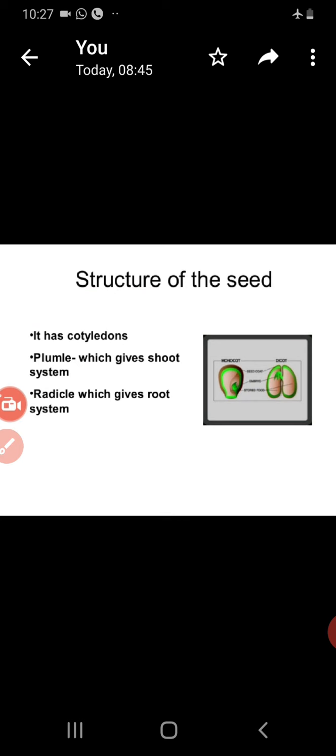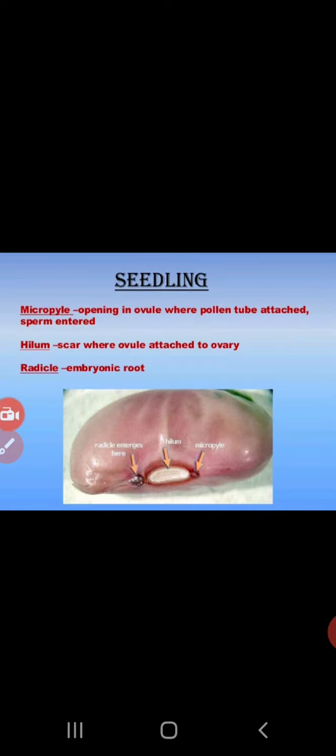Now the structure of the seed. We know that the seed has cotyledons. On the basis of cotyledon we can divide it into monocotyledon and dicotyledon. So the seed structure has cotyledon, and it has another structure that is known as the plumule. Plumule gives the stem or the shoot system, and radicle gives the root system.